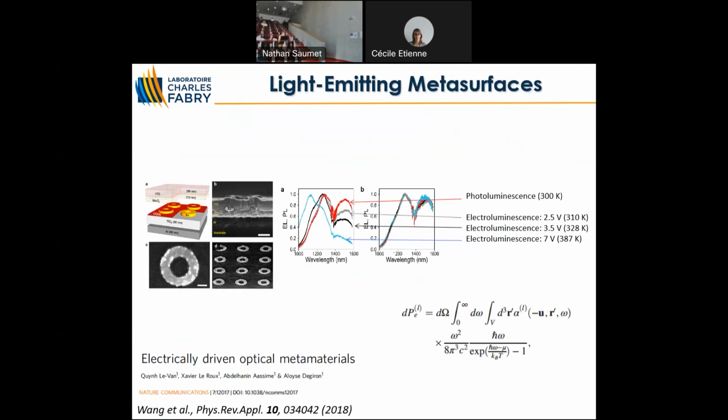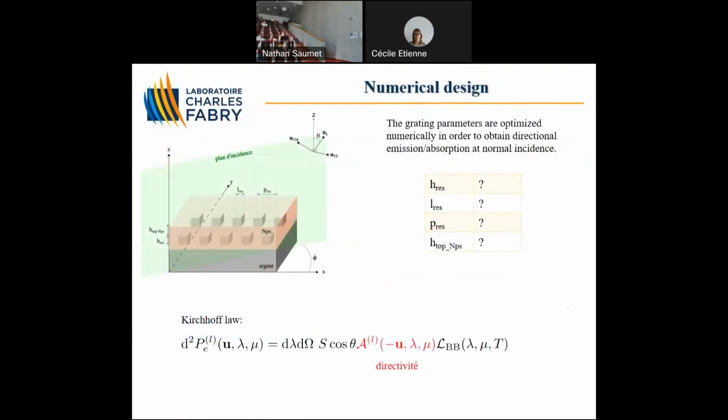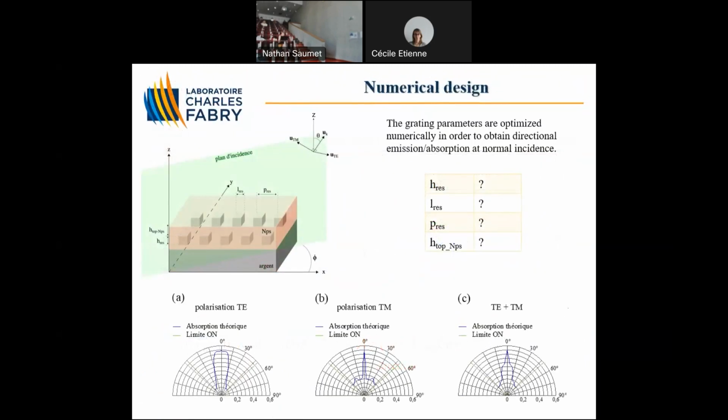And in particular, it enables you to account for strange spectra. And the final thing I want to show you is this. This is a metasurface, so again, an array on silver. And we have deposited on top a layer of nanoplatelets. They are kind of quantum dots. And you see that this is what we design as emission spectra. So we were able to convert the emission of these guys into something directional.